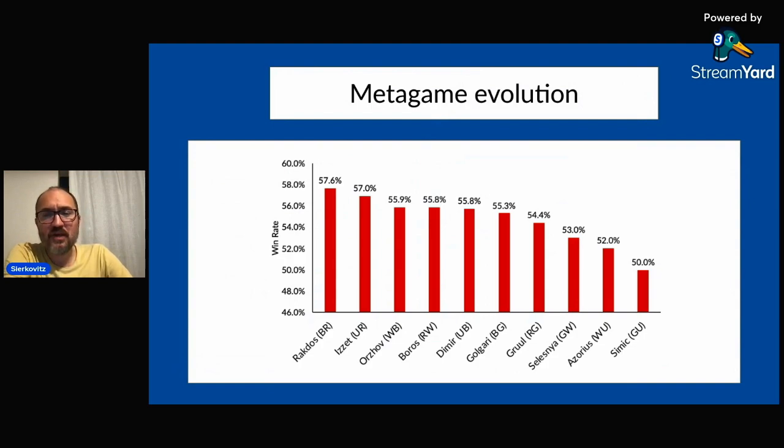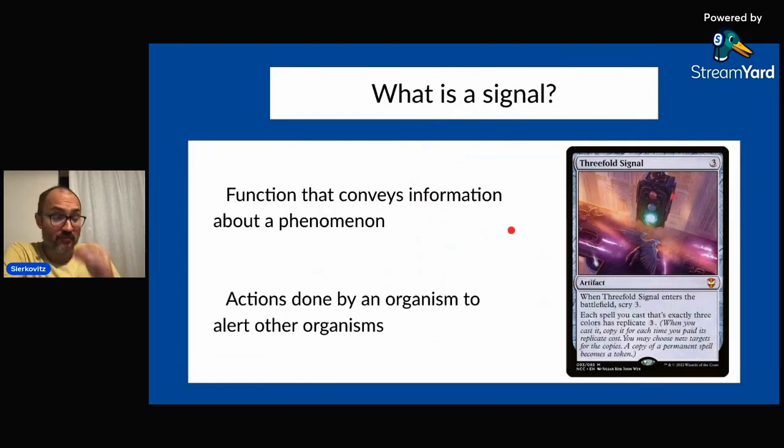And then you have a bigger drop off, and Gruul has like 54.5%, Selesnya 53%, Azorius 52%, and Simic 50%. So these are markedly worse. But I think that the first 6 archetypes, so Rakdos, Izzet, Orzhov, Boros, Dimir, and Golgari, are doing pretty well. Still with Rakdos being on top, but not as dominant as it was in the beginning, and Izzet really gaining on it. I wouldn't be surprised that by the end of the format, Izzet's going to have actually a slightly higher win rate.